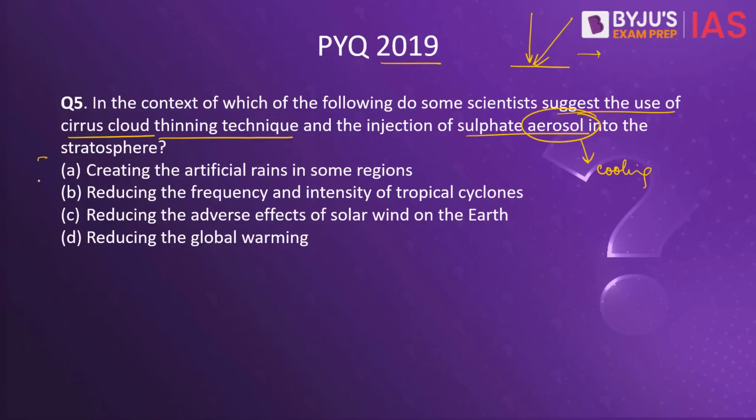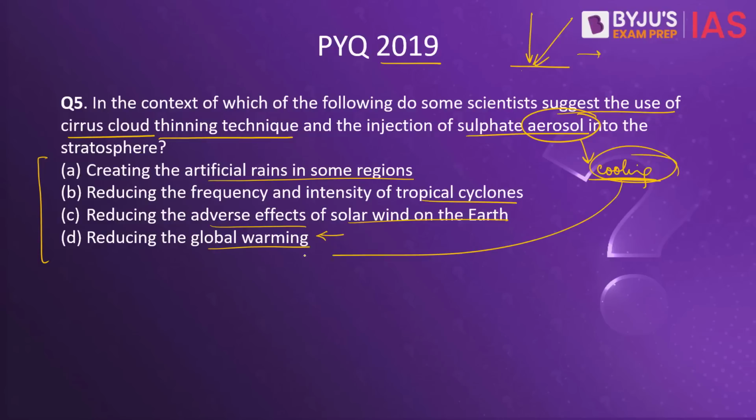However, let us take a look at the options and try to understand whether it is related to cooling. Creating the artificial rains in some regions, reducing the frequency and intensity of tropical cyclones, reducing the adverse effects of solar wind on Earth, reducing the global warming. Now, global warming and cooling, can these be associated? So, actually the correct answer is indeed D.